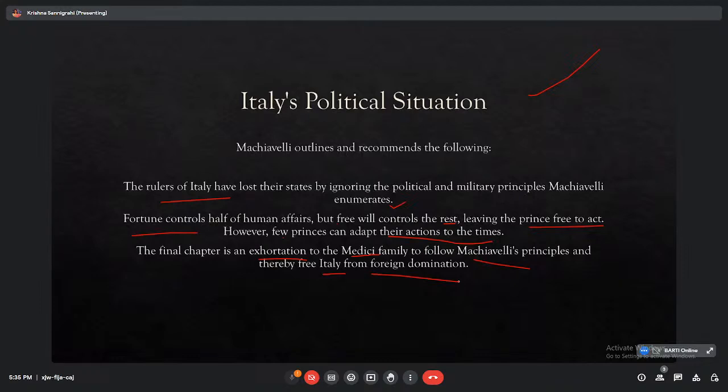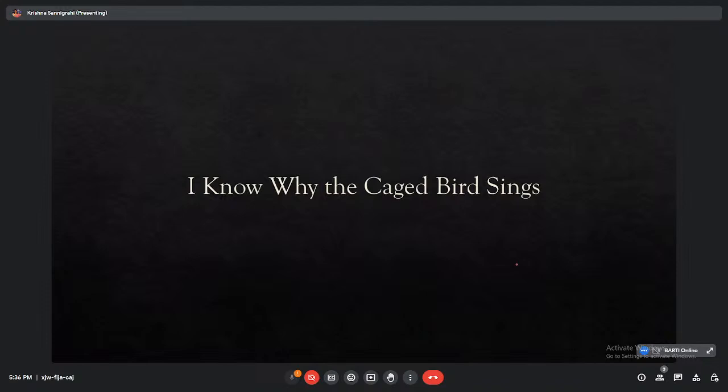That is, the rulers of Italy have lost their states by ignoring the political and military principles Machiavelli enumerates. So, fortune controls half of human affairs, but free will controls the rest, leaving the prince free to act. However, few princes can adapt their actions to the times. The final chapter is an exhortation to the Medici family to follow Machiavelli's principles and thereby free Italy from foreign domination. Next, we come to another very significant work, which is I Know Why the Caged Bird Sings.